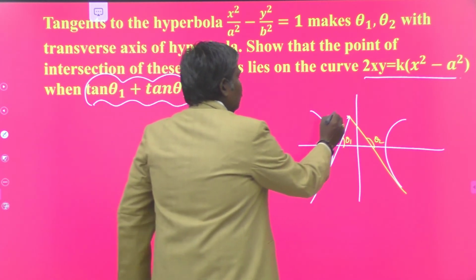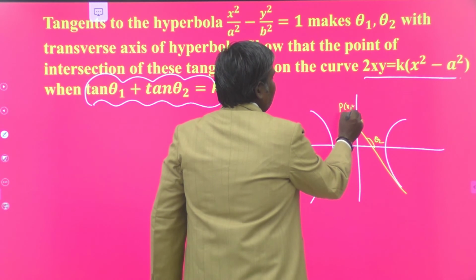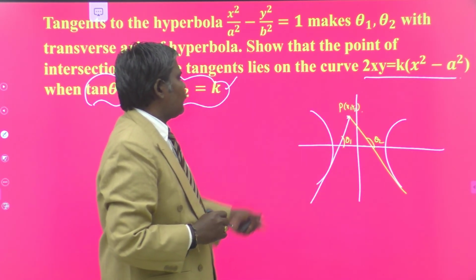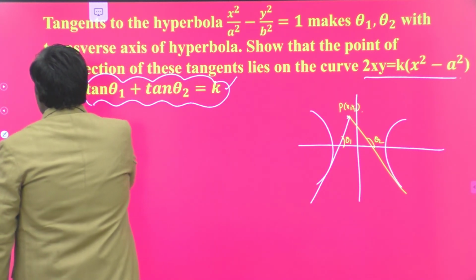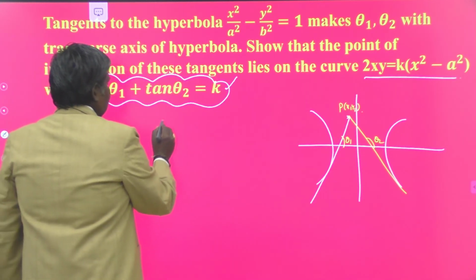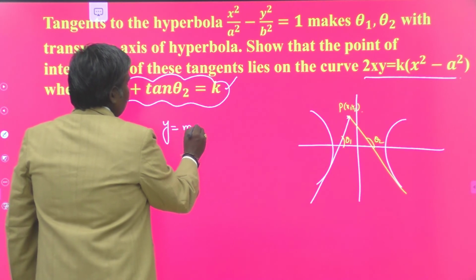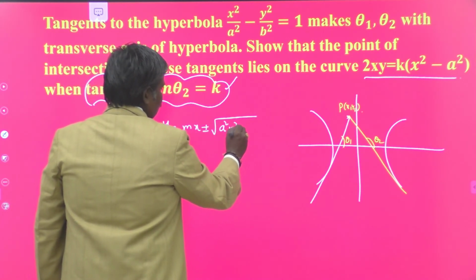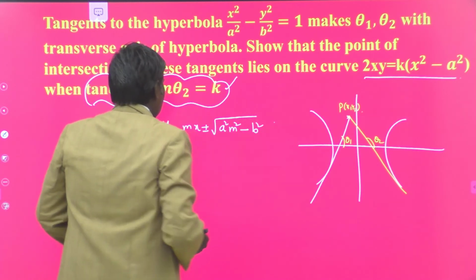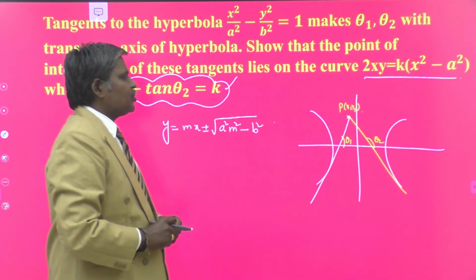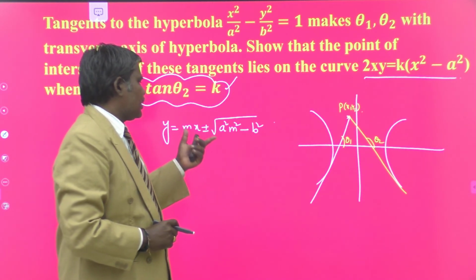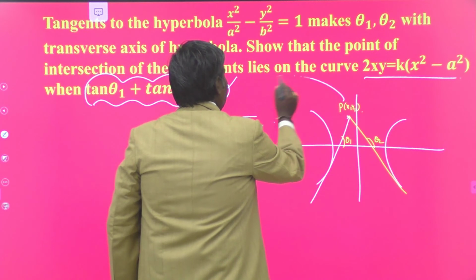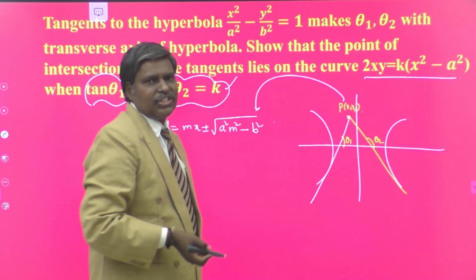So, suppose P(x1, y1) is any point on the locus. We know that the equation of any tangent to the hyperbola is y = mx ± √(a²m² − b²). This is the tangent to your hyperbola. If it is passing through my point (x1, y1), we obtain the conditions.